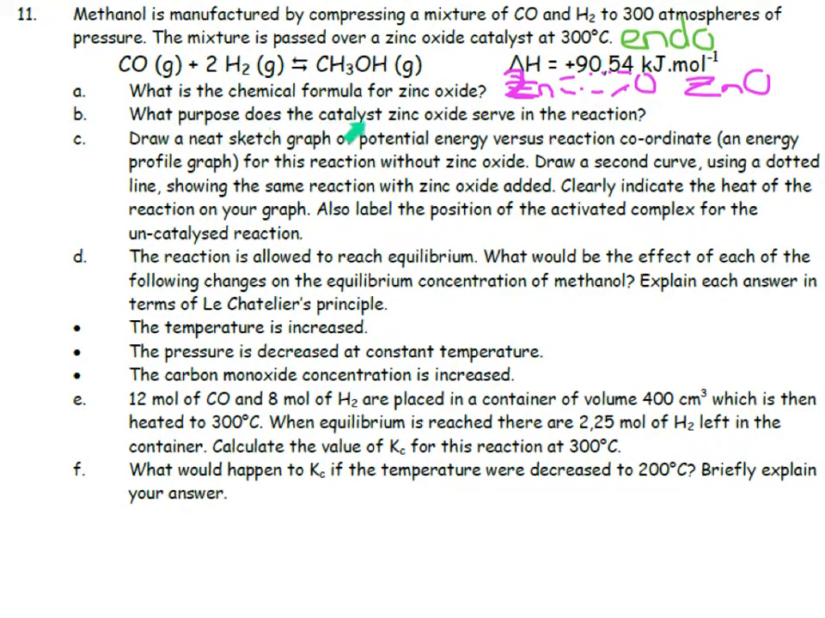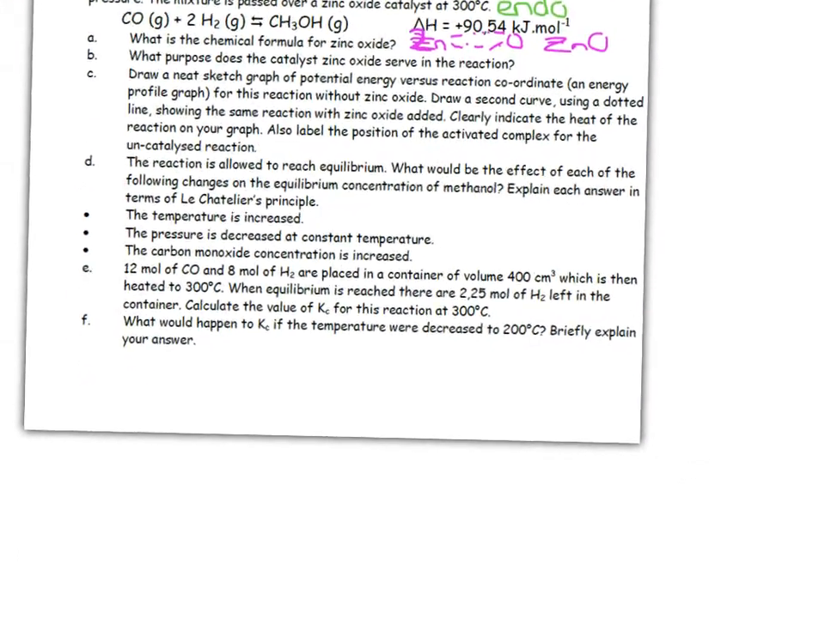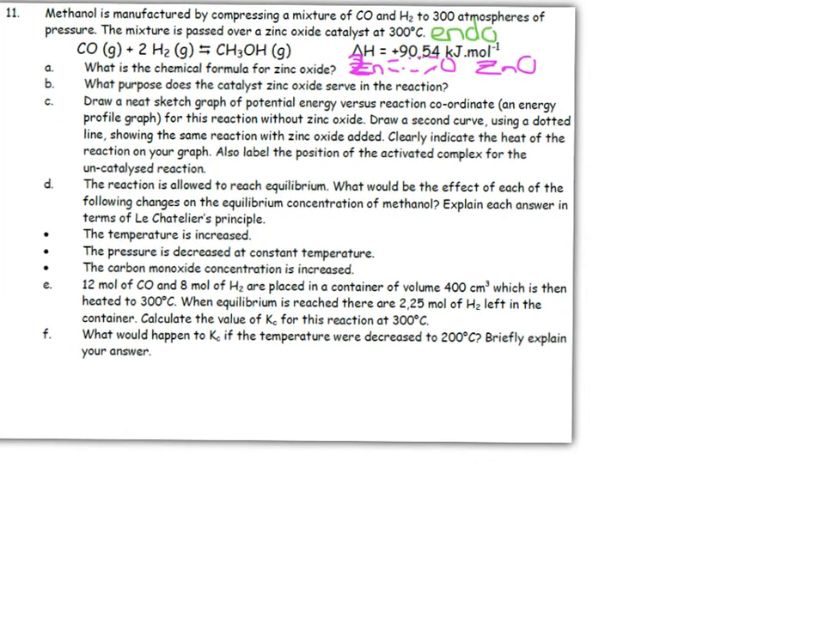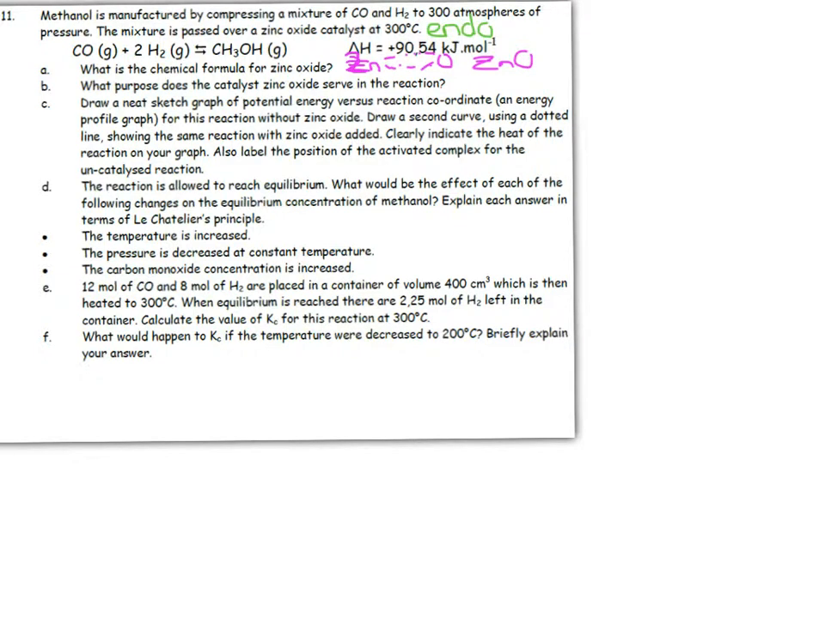What purpose does the catalyst zinc oxide serve in the reaction? It is there to speed up the rate of the reaction or to lower the activation energy of the reaction. Those would both be acceptable answers. Now it asks you to draw a neat sketch graph of the potential energy versus the reaction coordinate of this reaction. So let's go. You need to be able to know how to draw this. This is considered a level 1 question, and so you need to get quite good at it.